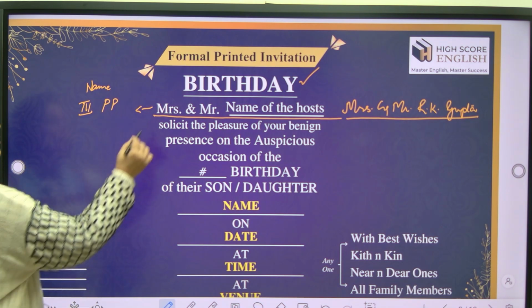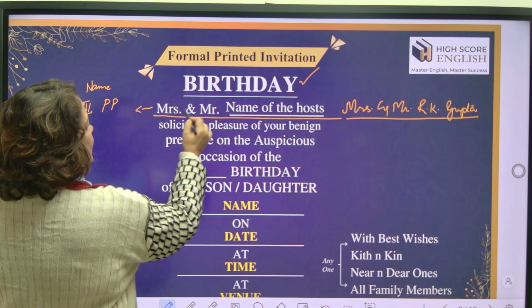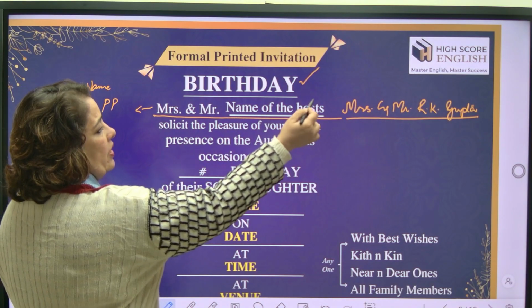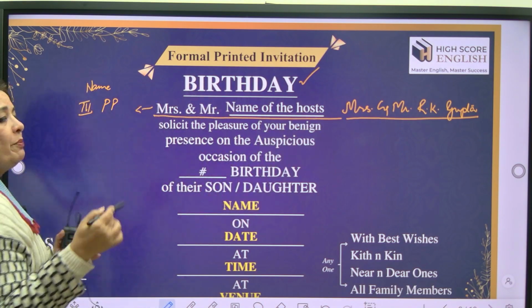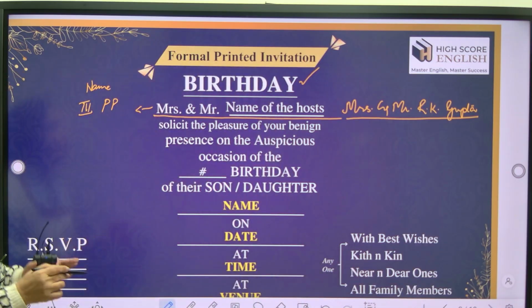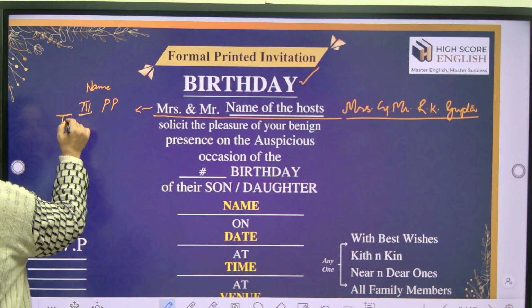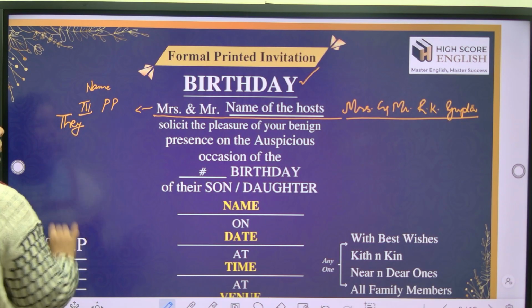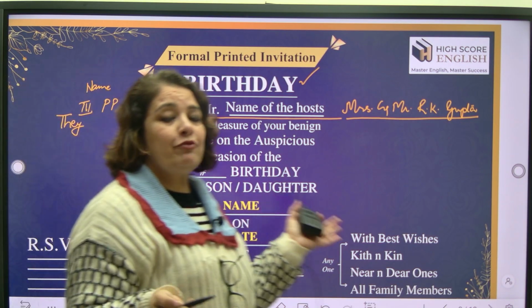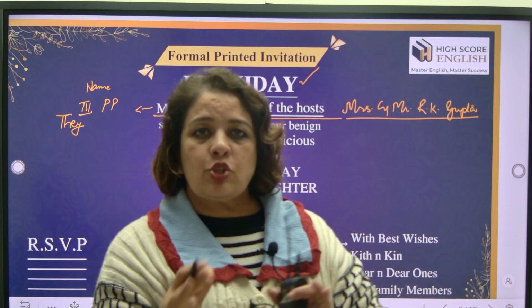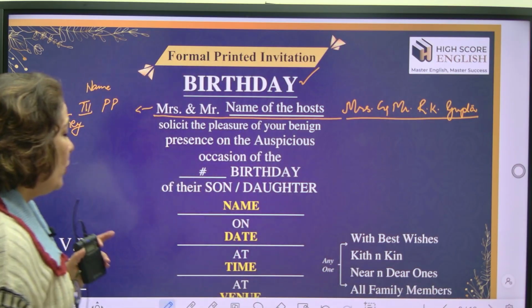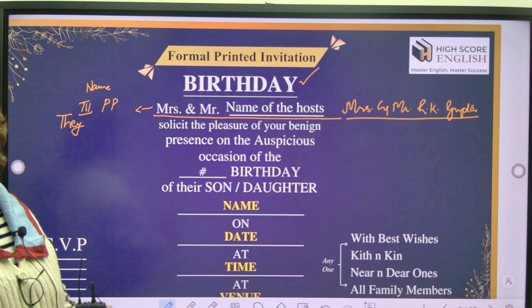Okay. So if we change the names, Mrs. and Mr., that is R.K. Gupta, what is going to be the pronoun of Mrs. and Mr. R.K. Gupta? The pronoun of Mrs. and Mr. R.K. Gupta is going to be they. Okay. Though you do not have to write they, but I'm just trying to tell you something. I'm going to tell you why we have to do in third person pronoun.